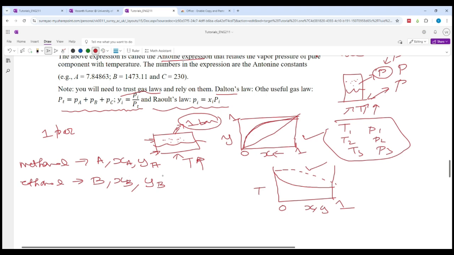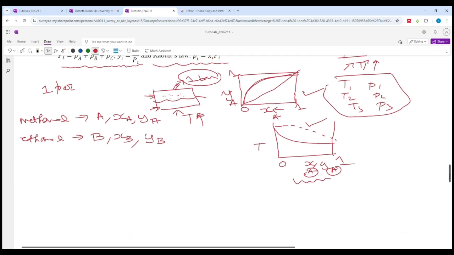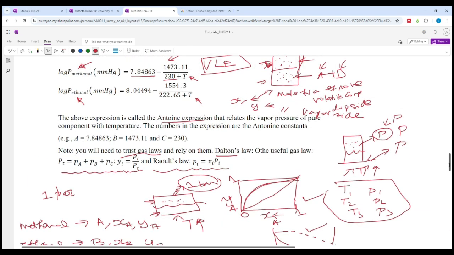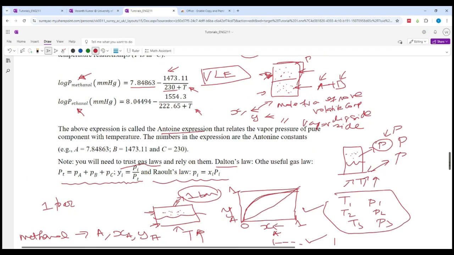So at the end we are going to plot XA versus YA. We are going to plot the more volatile component here, X and Y of the more volatile component. Still we don't know which is the more volatile component. That's your job to identify, by solving this problem. It's not rocket science. It's very easy. I will show you how to do it.